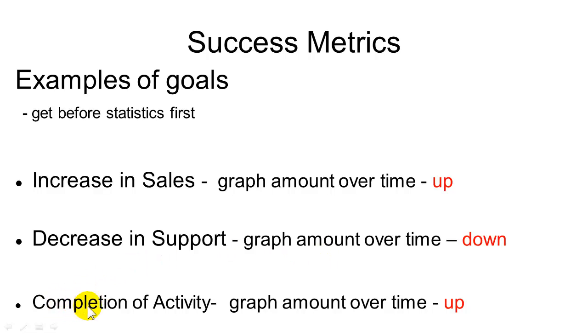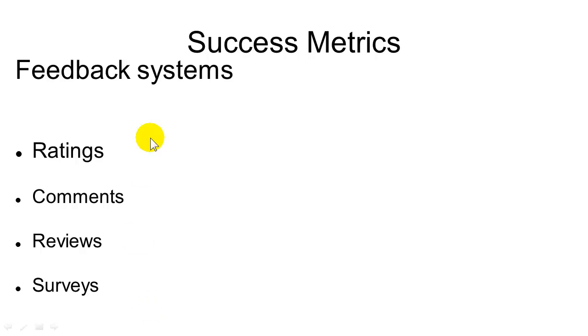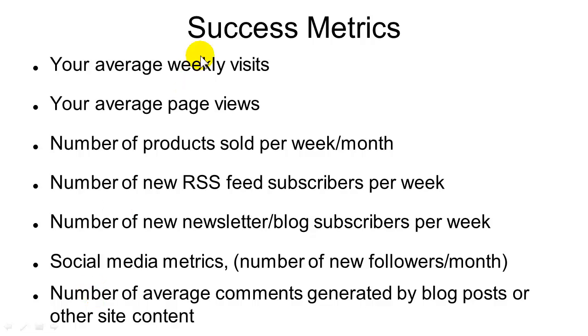You might also have the completion of an activity. You might have a product where you want people to do something, and here again you graph to see whether they're doing that. Feedback systems, ratings, comments, reviews, surveys. These are other ways that we can gauge some kind of an idea on whether we've been successful. Other ways that we can gauge success: weekly visits, page visits, products sold, subscriptions, subscribers, followers, likes, comments.